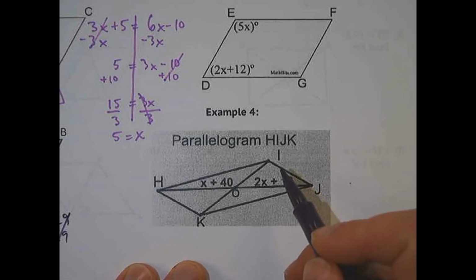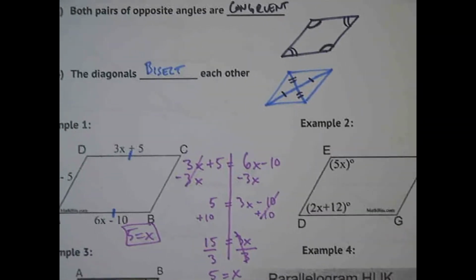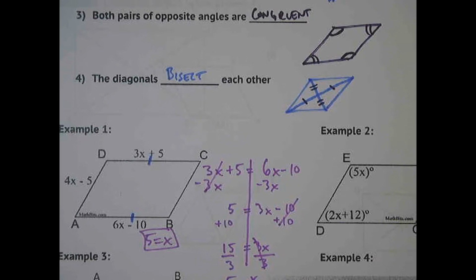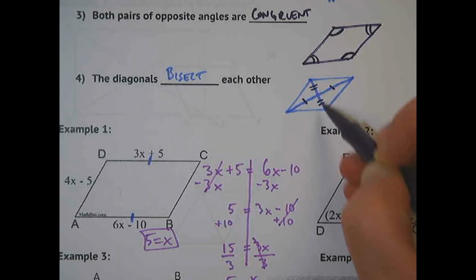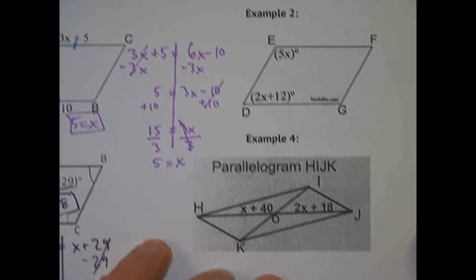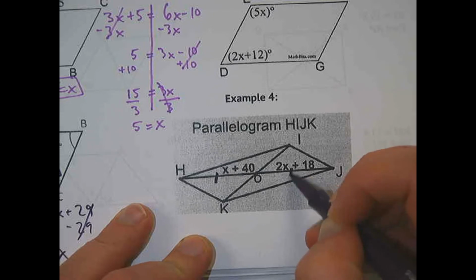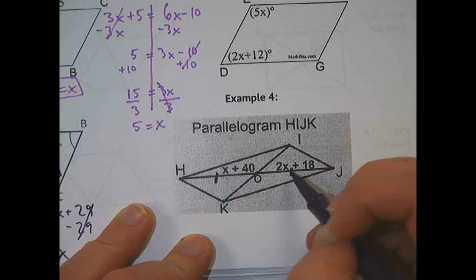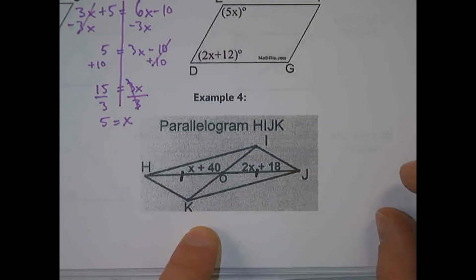Example 4 comes from property 4. The diagonals bisect each other. So they cut each other in half, making 2 equal sides here, 2 equal sides here. So if I look at this picture, we've got our diagonals. This part of the diagonal is equal to this part of the diagonal. So to solve this, I'm just going to set those two things equal to each other.